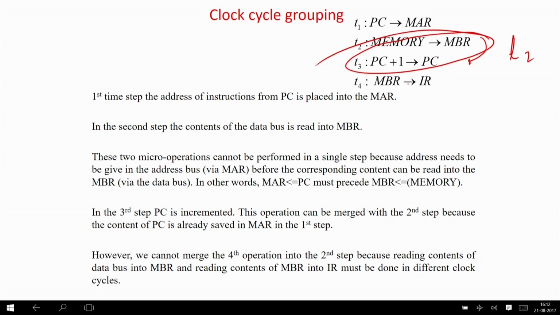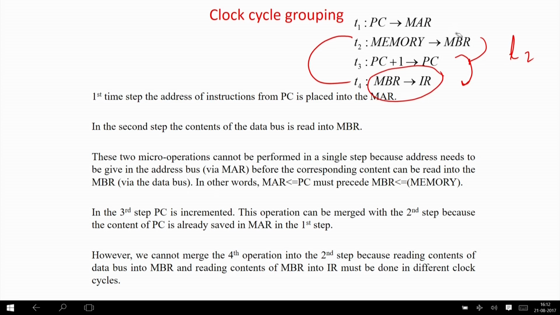Of course, the last is the memory buffer register, we will be writing it to the instruction register. Of course, the PC increment can be merged with T2, and it can also be merged with T4. So, anyway you can merge. Of course, again I cannot merge steps 2 and 4, because step 2 tells that I am bringing the data from the location. Before the data is brought to the memory buffer register, you cannot directly transfer it to the IR.